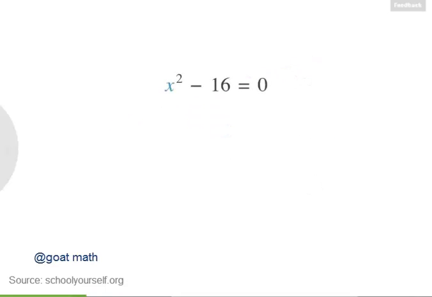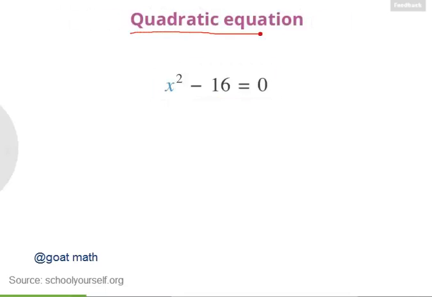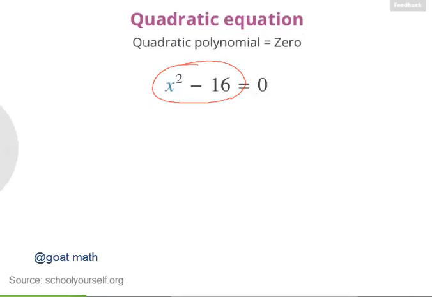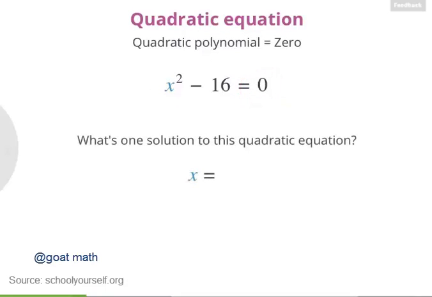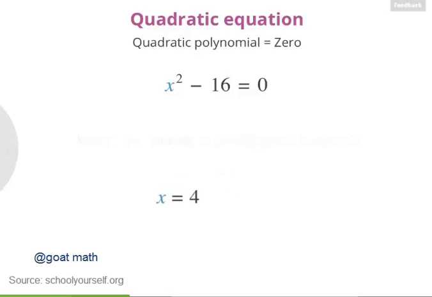Let's try another example. The equation x squared minus 16 equals 0. This is an example of what's called a quadratic equation. That's an equation where you have a quadratic polynomial on one side and 0 on the other. So, can you figure out a solution to this quadratic equation? Exactly, x equals 4 is one solution to this equation.